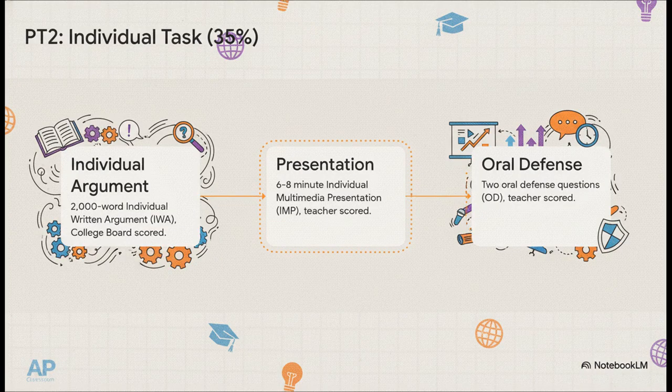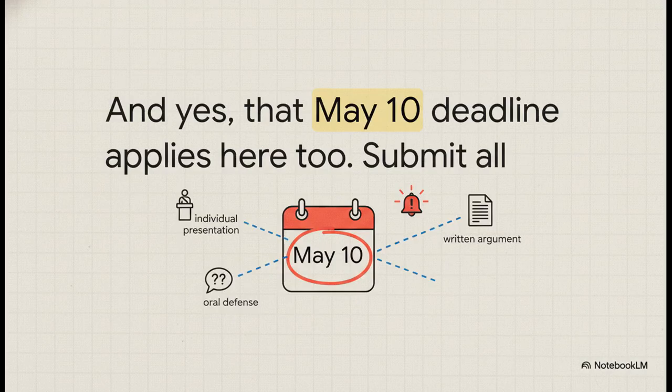Next up is the big one. Performance Task 2 is entirely individual, and it's a massive 35% of the final score. The College Board provides a set of stimulus materials, and from there, students have to develop their own research question, write a 2,000-word individual written argument, and then give a presentation and an oral defense, both of which you get to score. And remember that May 10th deadline? Well, it applies here too. It's a huge day. All of your scores for the individual presentation and the oral defense, plus your attestations for the written argument, have to be submitted in the digital portfolio by that same date.